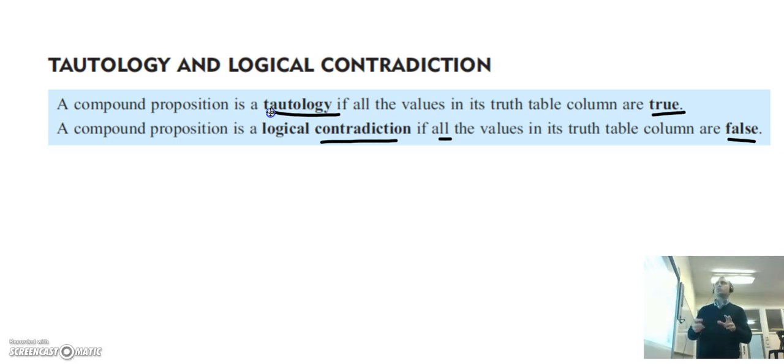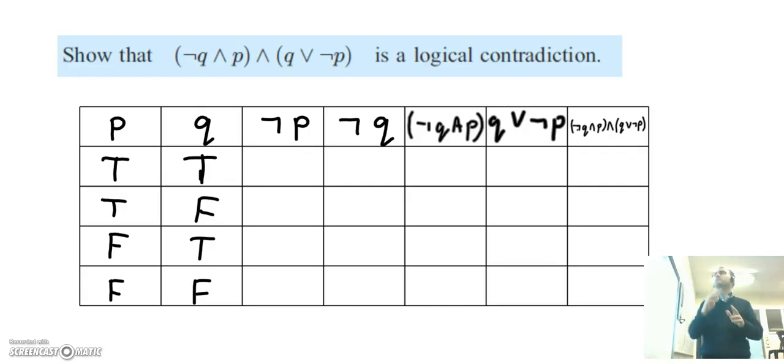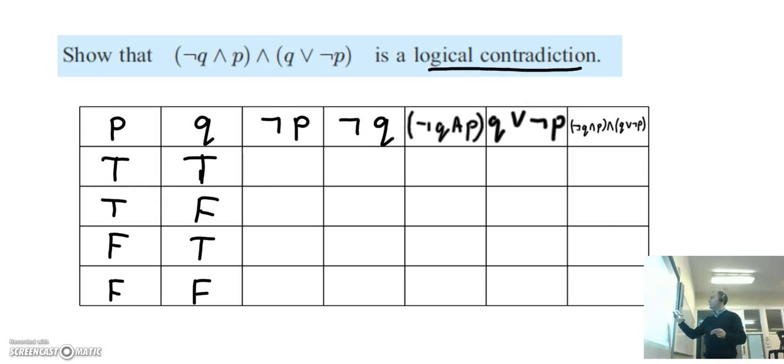Let's construct a truth table with an example. Show that not P and Q, or not P, is a logical contradiction. So we know it's a logical contradiction, so we're looking to end up with a false in that last column. So what I've done is I've put P and Q. Now we're going to fill out the rest of the table, so we'll do this quickly.